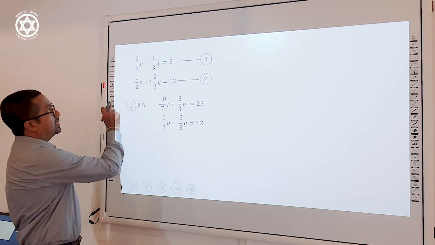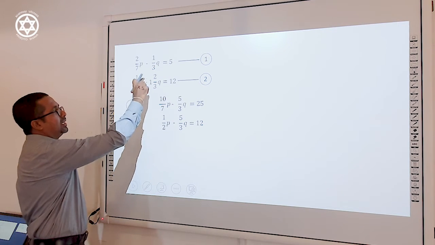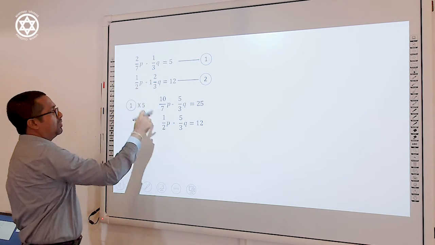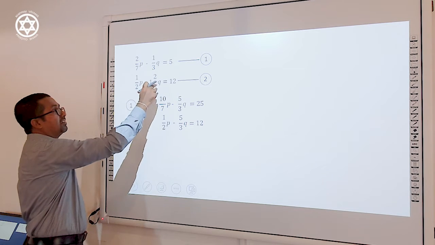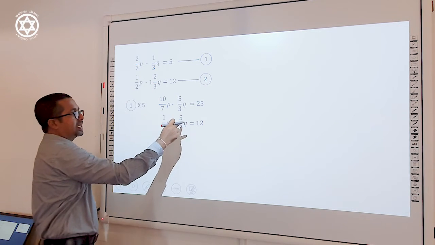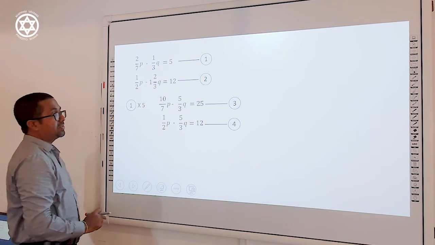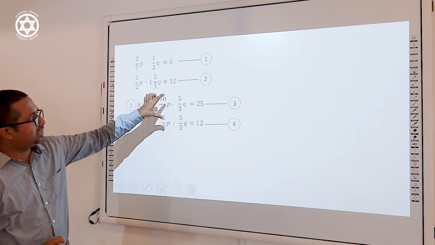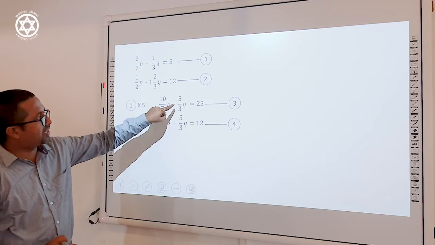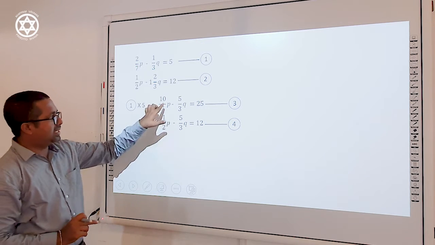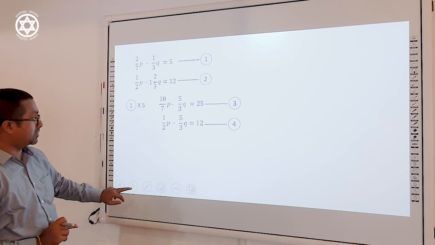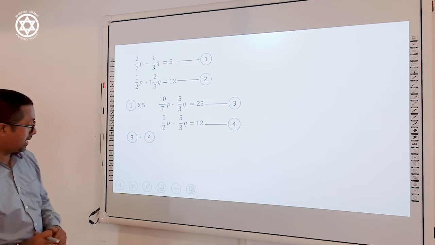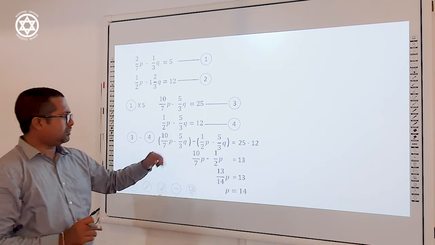And in the second equation, you can convert this mixed value into an improper fraction: 1 over 2p, the improper fraction of 2 1/3 is 5 over 3q, is equal to 12. You can take these as both equations. Then when we consider equation 3 and equation 4, we see the coefficient of q is the same and the sign is different. You know how to select the operation here. If the sign is the same, you can subtract the equations, right? When subtracting, the steps are given here.